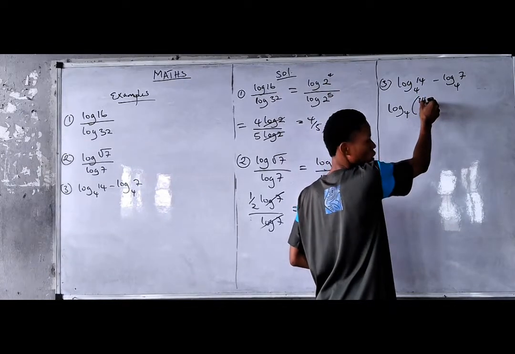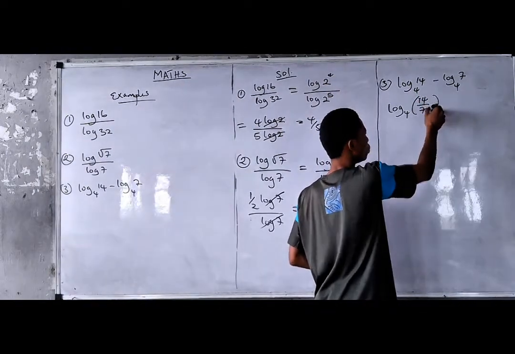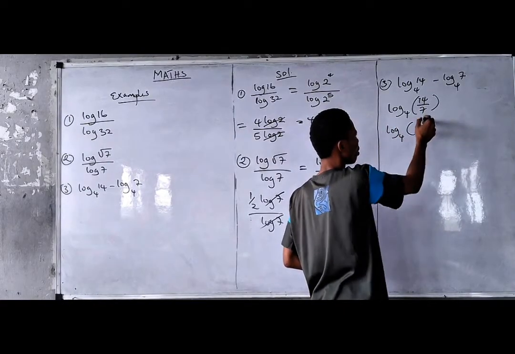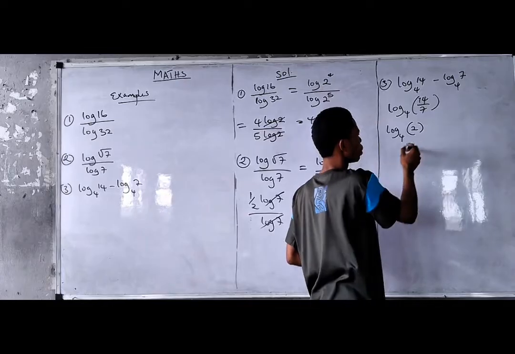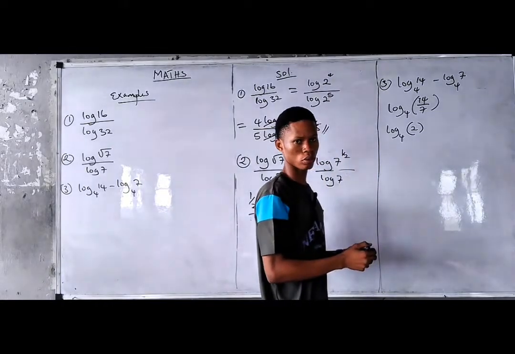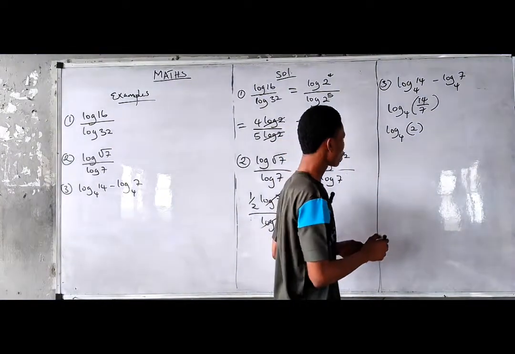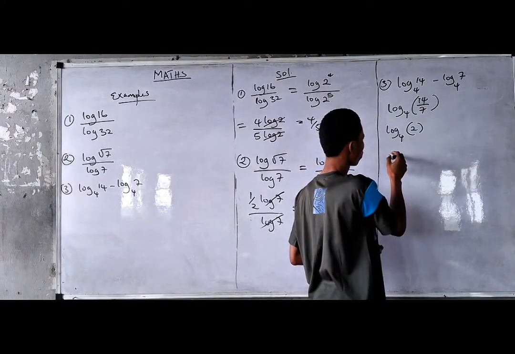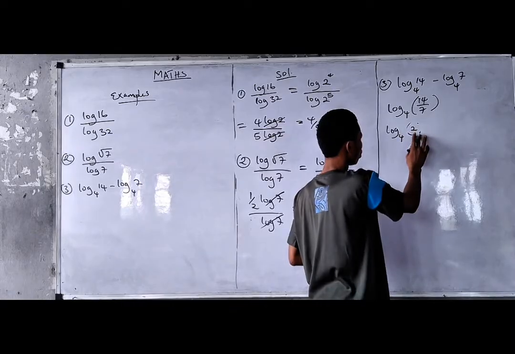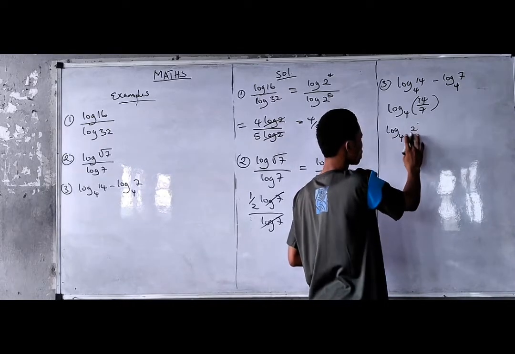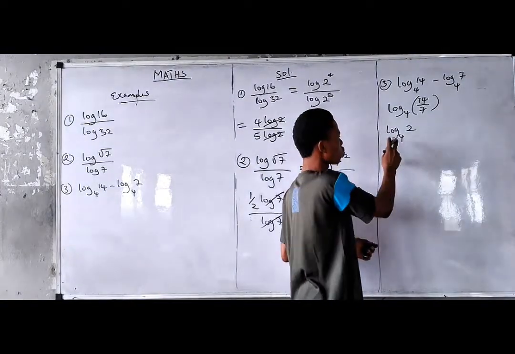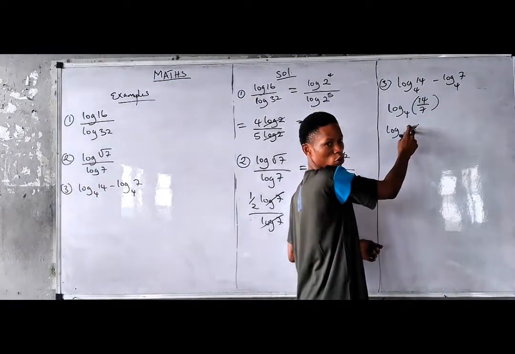14 divided by 7. Good. So here we are having log 4. 14 divided by 7 is what? 2, right? So how do we solve this? Log 2 base what? From what we have been solving since, how do we resolve this? 4 raised to power what will give you 2?